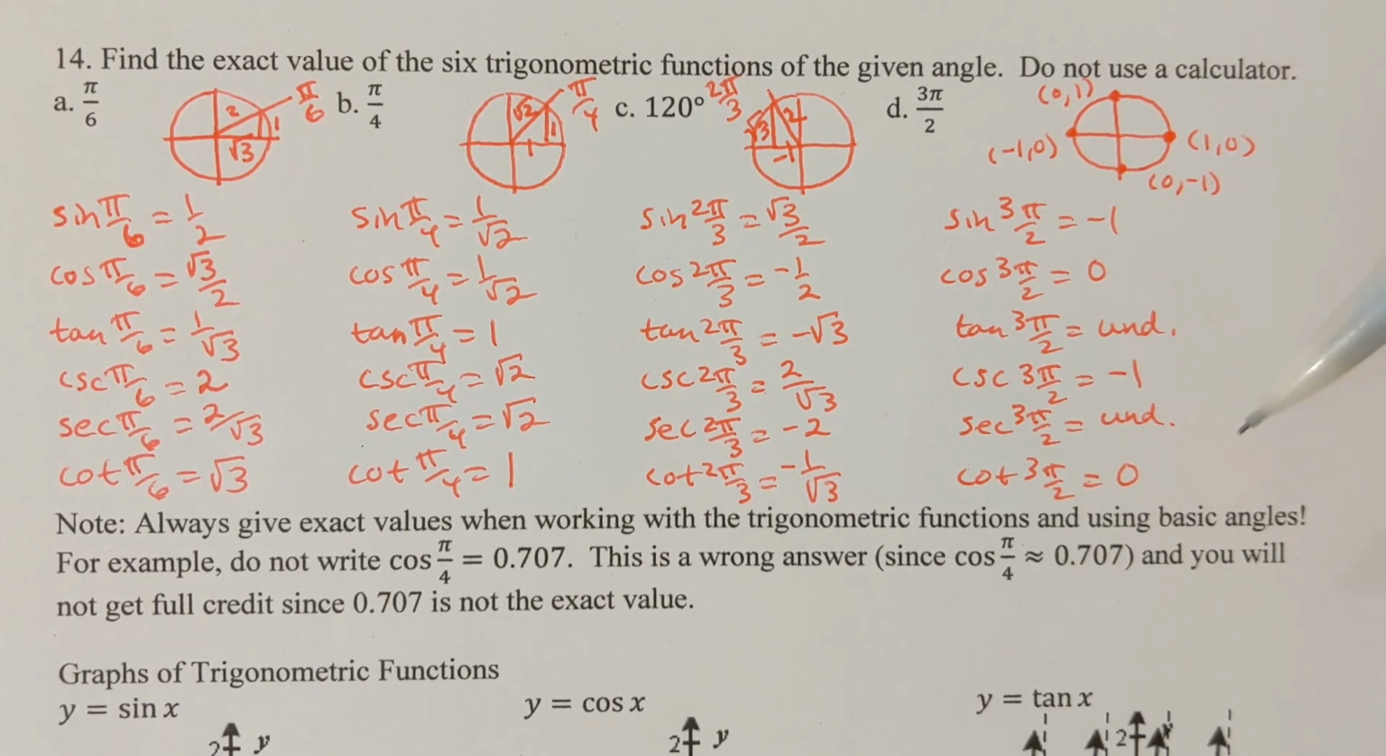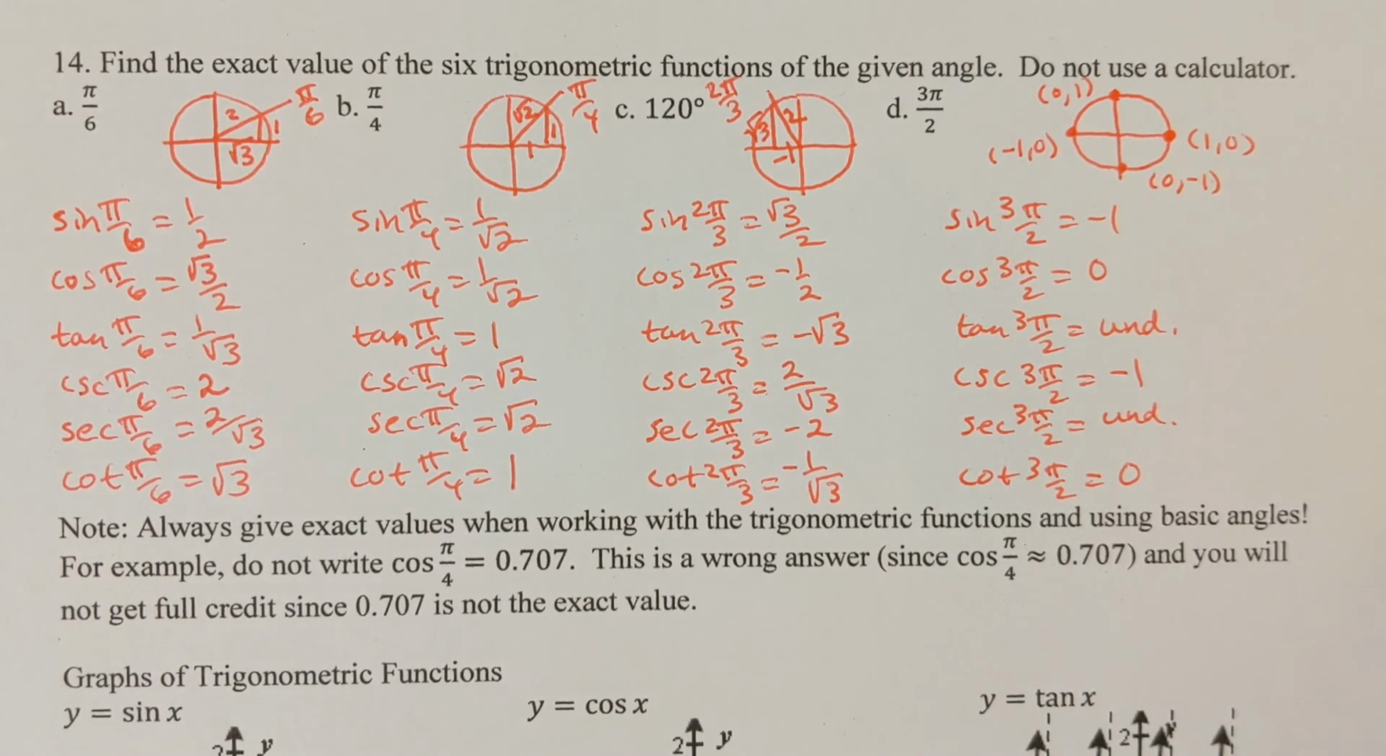Cotangent of 3 pi over 2 would be the reciprocal of tangent of 3 pi over 2. There was an issue with division by 0 here, but when you flip the numerator and denominator, you're going to have 0 divided by negative 1 is 0. So cotangent of 3 pi over 2 would be 0. Okay, we'll stop the video there.